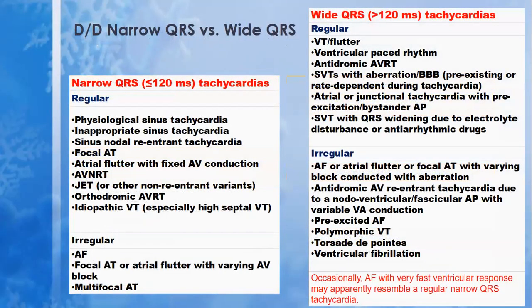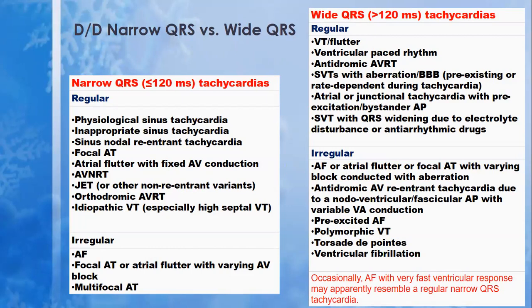So initially, we used to classify depending upon the QRS complex width into supraventricular and ventricular tachycardia. In supraventricular tachycardia, the QRS complex was normal, but in ventricular tachycardia, the QRS complex is usually wide. But this type of differentiation is no longer tenable. So narrow QRS complex may be due to a lot of other causes.